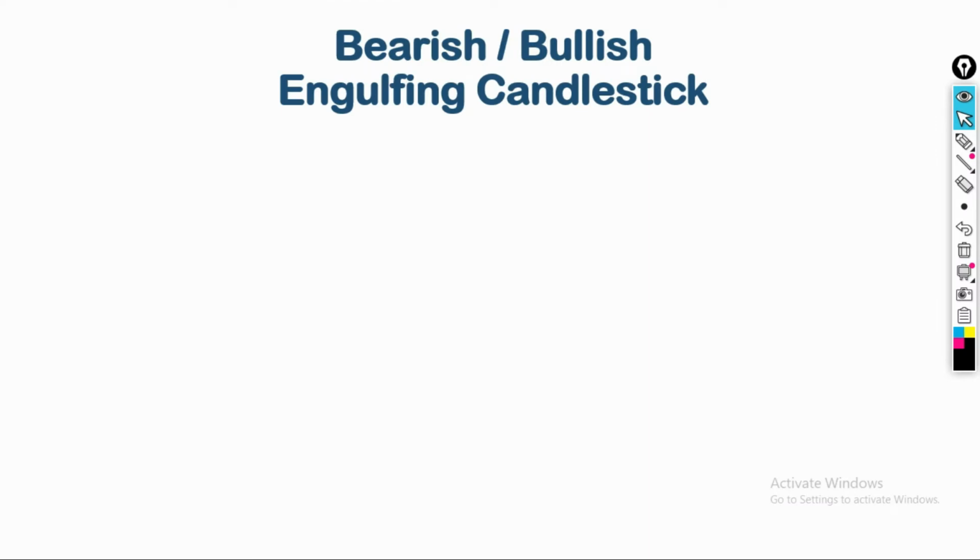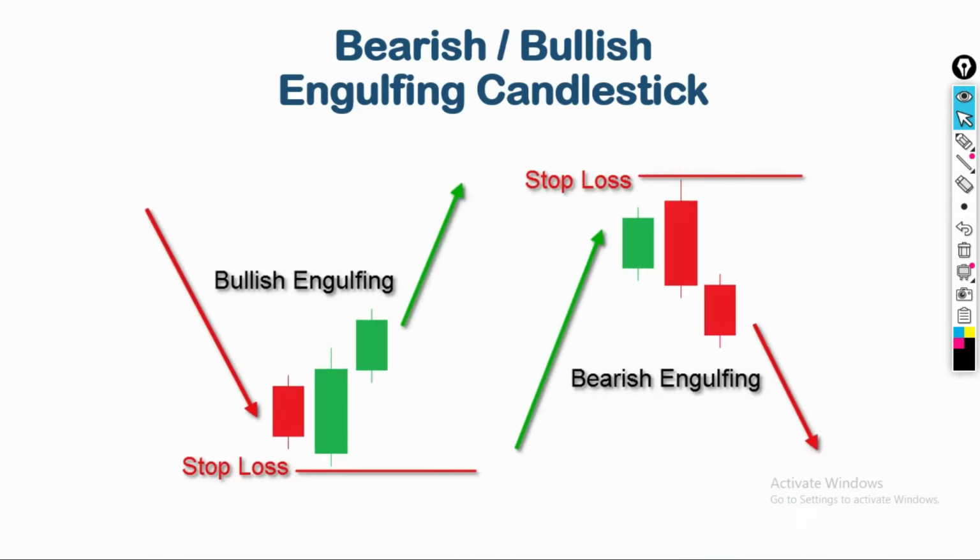Today we are going to discuss bearish engulfing and bullish engulfing candlesticks. These are two candlestick patterns that are opposite of one another. This is how they look, bullish engulfing and bearish engulfing. The first one, bullish engulfing, shows us that price is about to reverse from this point, and the second, bearish engulfing, gives us a signal that price is about to move to the lower side.